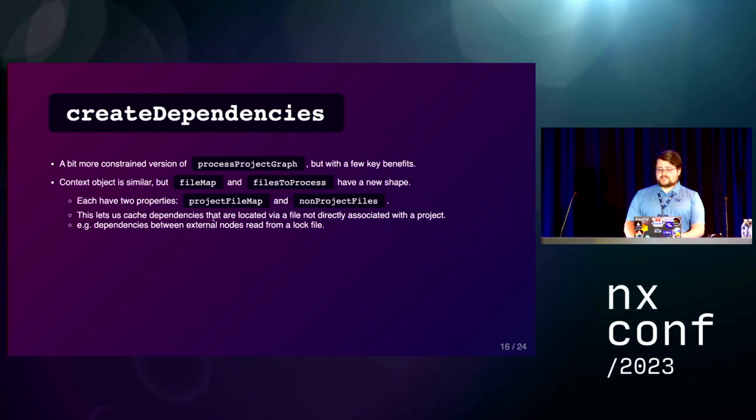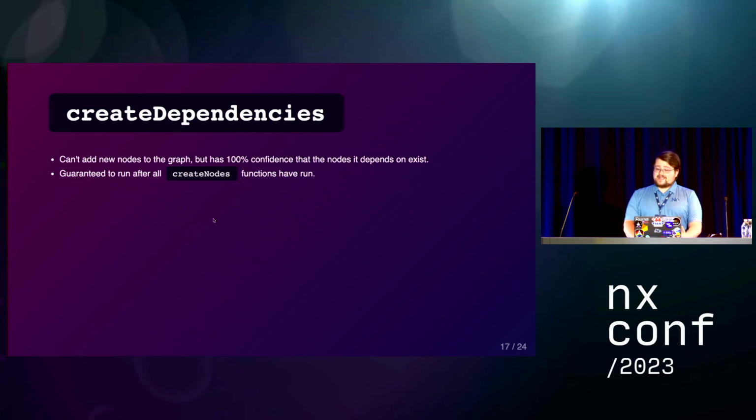The context object that createDependencies gets is a little bit different, but it's mostly the same. And there's a good reason for that difference. Previously, FileMap and files to process had no way to reference files that weren't part of a project. This meant that if a dependency came from that, there was no way to cache that dependency, and things were a lot slower. Now you can look at files to process, look at the non-project files, and add dependencies based on them to make sure they get processed in between runs, instead of having to recalculate them every time.